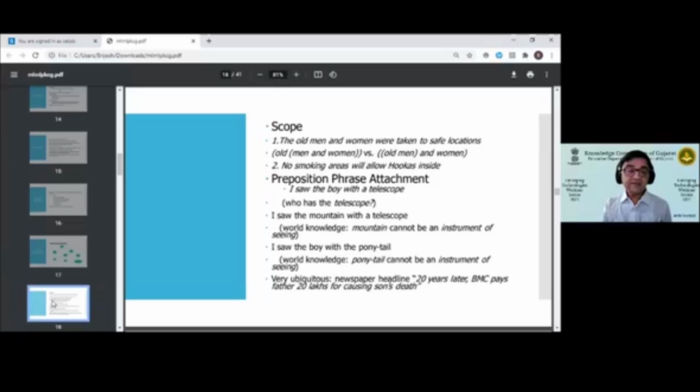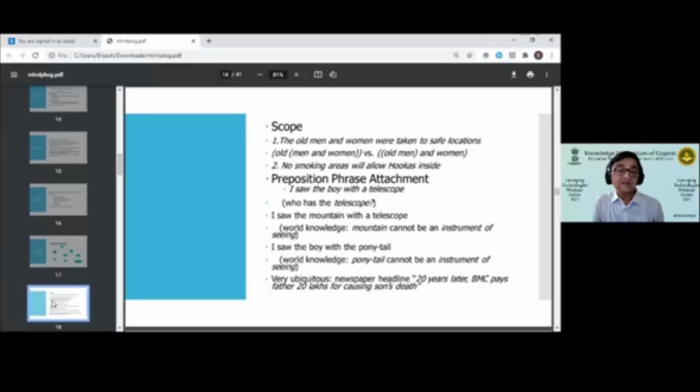There are many challenges or ambiguities that appear during this syntactic processing. One is the problem of scope. For example, the old men and women were taken to safe locations. Now, what is the scope of the adjective old? Will it go with men only, or will it go with both men and women? If you see the second bullet, I have put it in brackets so that it is clear. Old goes with men and women both, versus old goes with men and women. So which looks more appropriate?